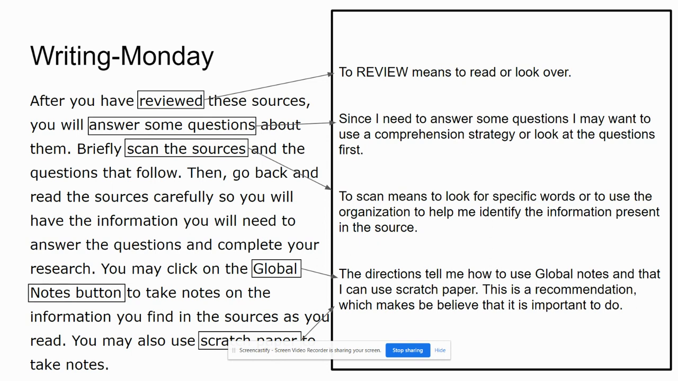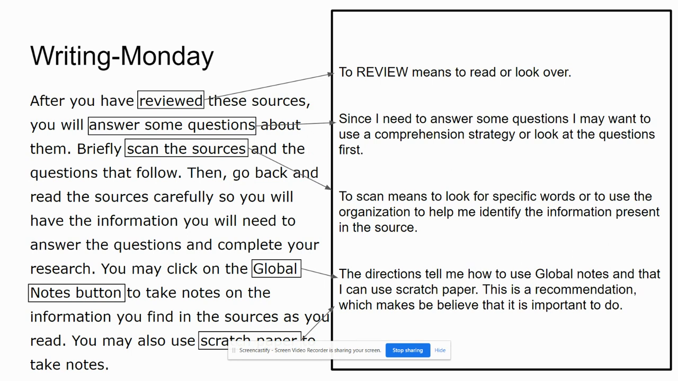On this slide, again on the left, are the directions continued. After you have reviewed these sources, you will answer some questions about them. Briefly scan the sources and the questions that follow. Then go back and read the sources carefully so you will have the information you will need to answer the questions and complete your research. You may click on the Global Notes button to take notes on the information you find in the sources as you read. You may also use scratch paper to take notes.